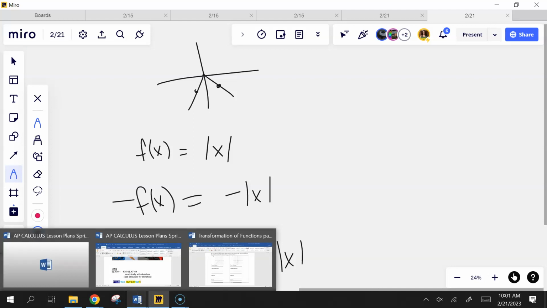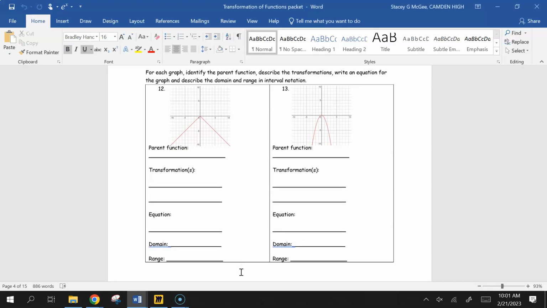Yes. So the transformation that's happening there is a what? Reflect over x. That's exactly right. Domain. There you go. How about the range? There you go. 0 with a bracket.